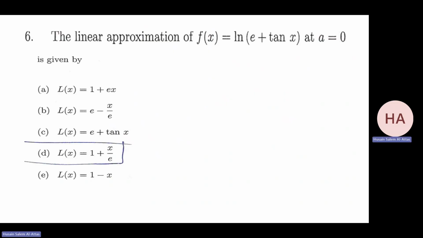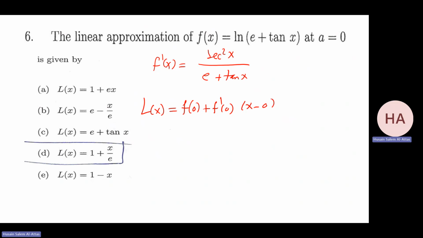But just need to deal with different functions. The idea is the same. That would be e plus tan x, and here I have secant square x. L of x will be f of a, f of 0, plus f prime at 0, x minus 0. f of 0 will be what? Tan 0 is 0, plus 1, plus f prime at 0. Substitute here. Secant 0 is 1. That will be 1 times x. Which is this.